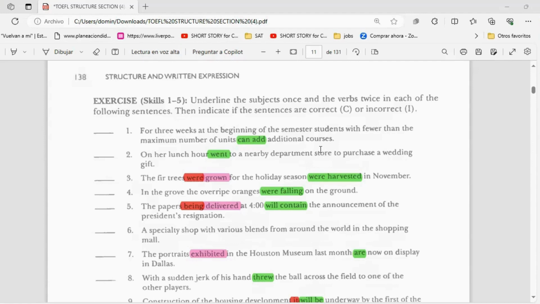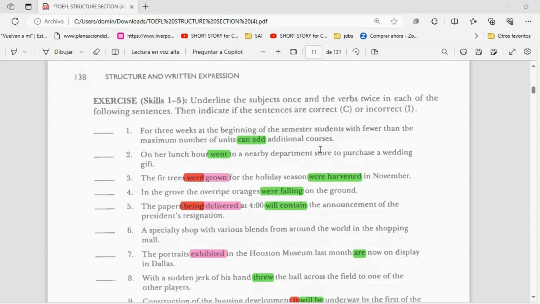You need a subject. Number 3, the fir trees were grown. There's no need for were, since grown is an adjective, not a verb. The verb is were harvested. Number 4, in the group of the overripe oranges were falling, we have the subject, we have the verb, the auxiliary or the helping verb were with the verb ing form falling. That's correct. Number 5 is incorrect, since being is not necessary. Deliver is a verb in a role or a function of an adjective, not a verb. And then will contain is the main verb. The verb with the auxiliary or helping verb will.